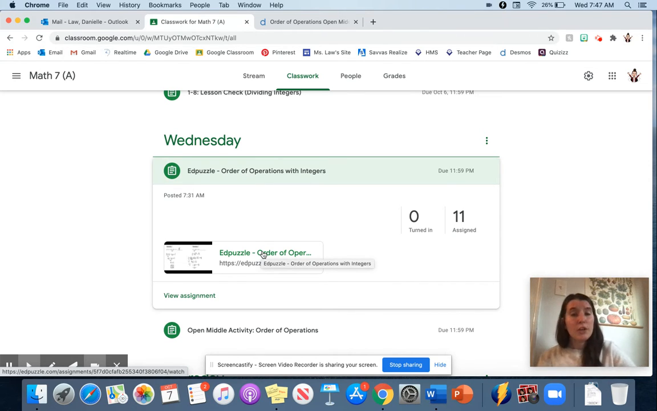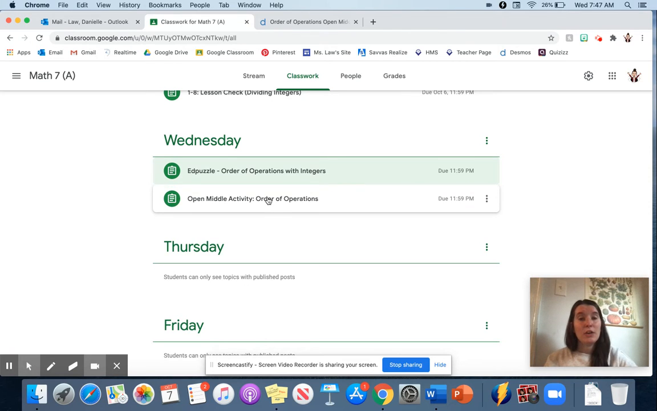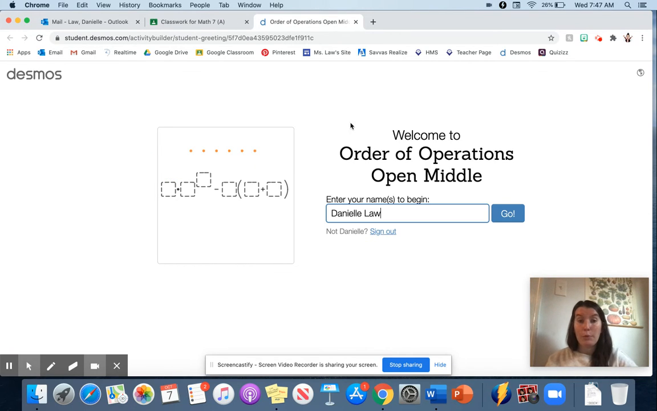Okay, so the video is going to go through a couple order of operations problems, and you'll follow along with the video. So that is the first thing. The second thing you're going to do is this Desmos activity, this open middle problem, and this is our usual Wednesday problem solving activity. It'll prompt you to type in your name. Make sure you're typing your first and last name so you get credit.